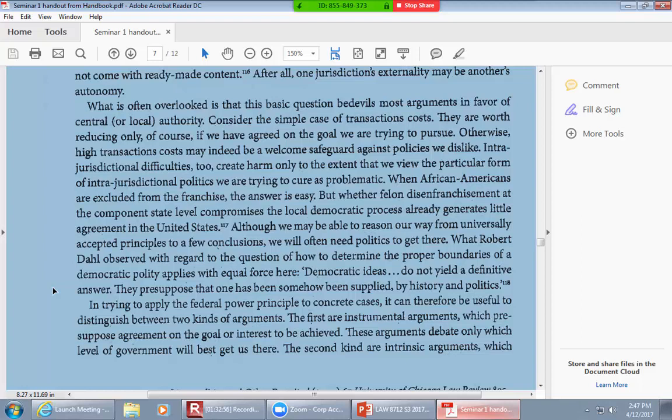Now, let's drop down to the next paragraph. It says, in trying to apply the federal power principle to concrete cases, here we go. So let's talk about Australia. We want to apply subsidiarity to Australia. We don't have a Quebec in Australia, do we? The closest that we got was actually something in New Zealand.